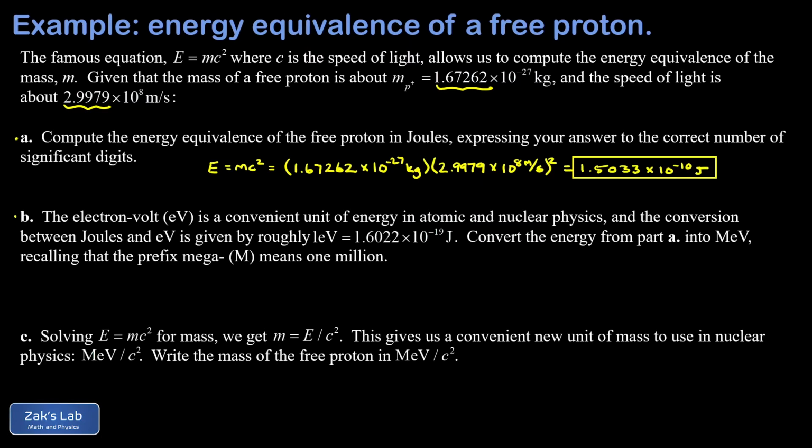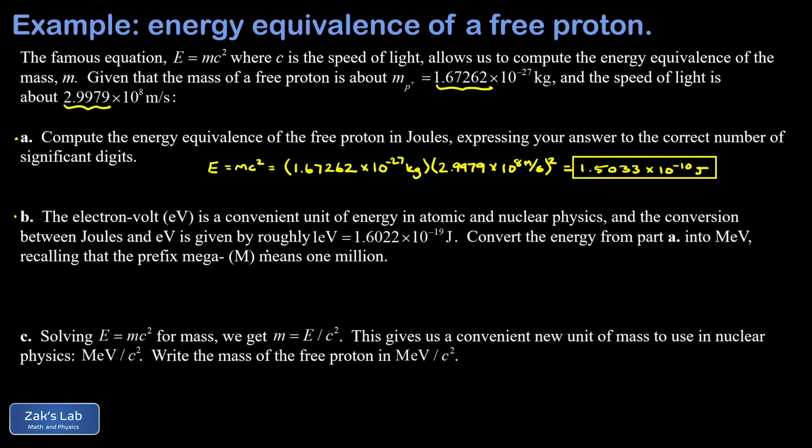In part B of the problem, we're going to convert this energy into electron volts and then mega electron volts. And the motivation for this is that electron volts are a very convenient unit of energy in atomic and nuclear physics. We're given the conversion from electron volts to joules. 1 electron volt is 1.6022 times 10 to the negative 19 joules.